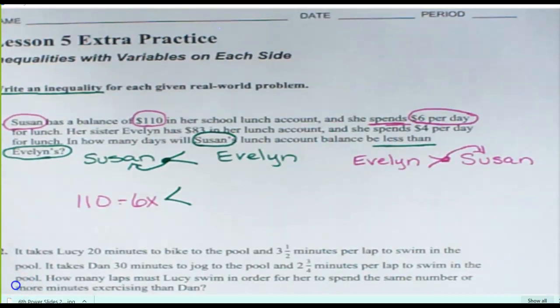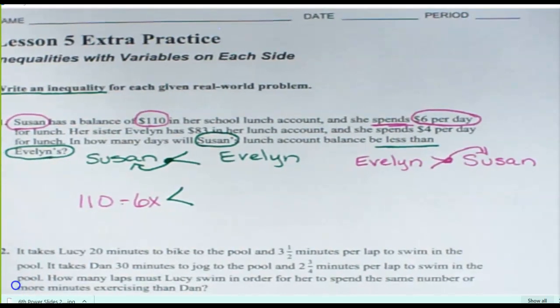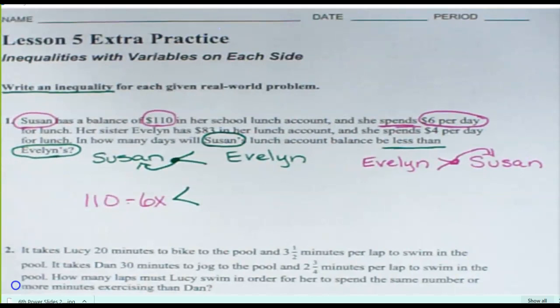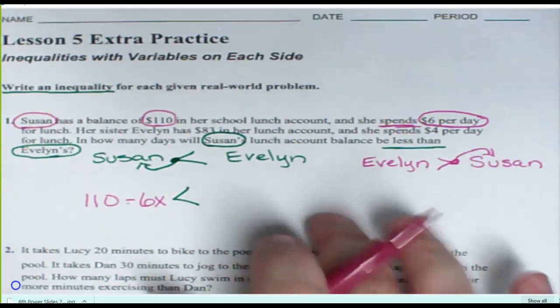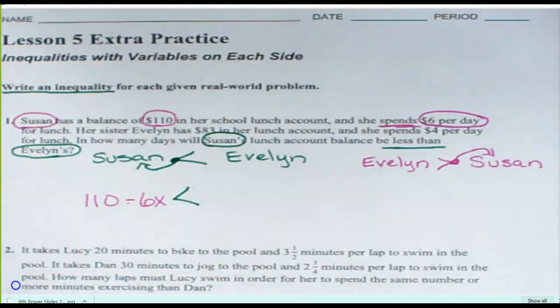Let's go find everything about Evelyn. Those of you online at home, can you see my paper? Okay. Maybe refresh your screen and then you can see it.